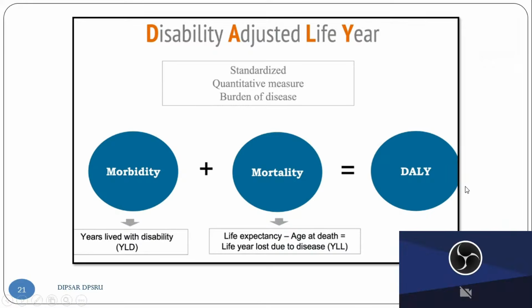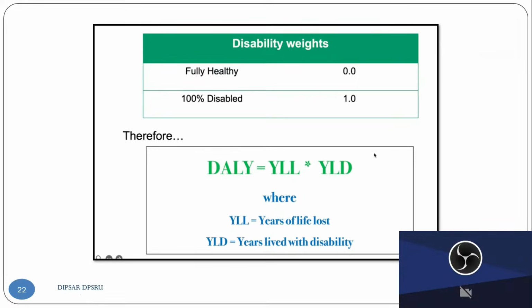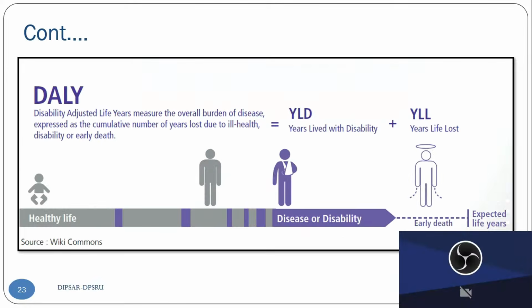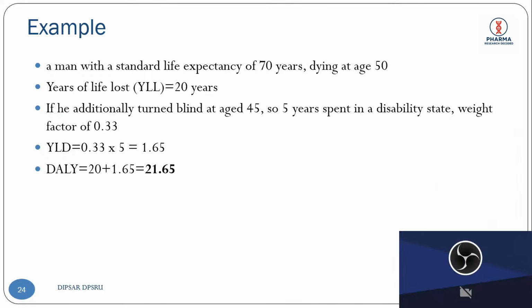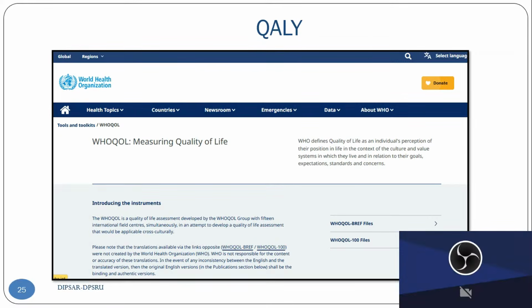So QALY ऐसे calculate हो जाएगा, DALY आपका ऐसे calculate होगा, DALY is equal to YLL plus YLD, year of life lost, year lived with the disability, right? Oh, sorry, not multiply, it's a plus, year of life lost. So it becomes 21.65 is your DALY. Okay. So QALY, if you go through the WHO websites, you can calculate it, measuring quality of life.